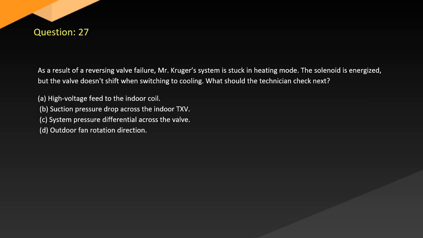Question 27. As a result of a reversing valve failure, Ista-Kruger's system is stuck in heating mode. The solenoid is energized, but the valve doesn't shift when switching to cooling. What should the technician check next? A. High voltage feed to the indoor coil. B. Suction pressure drop across the indoor TXV. C. System pressure differential across the valve. D. Outdoor fan rotation direction.